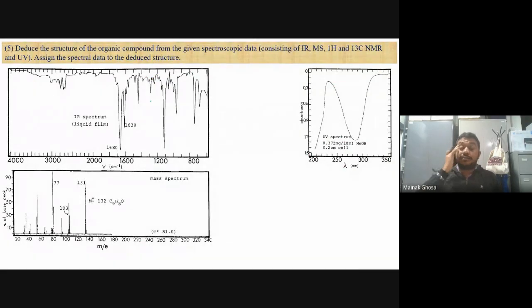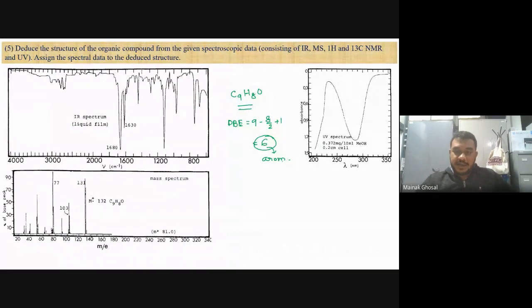Okay. Coming to the next question, the last question for today. You have been given the data again: C9H8O. This kind of structure is given. So first of all, you need to find the double bond equivalence. It is six, so a high possibility of an aromatic compound.